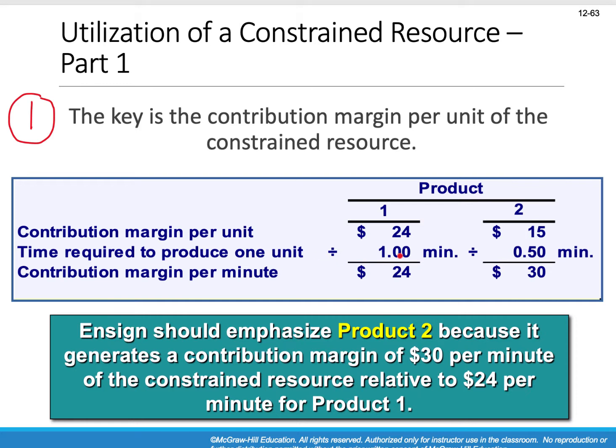It takes me 1 minute to produce 1 unit of product 1. I get the $24. I take the contribution margin of product 2, which is $15, and divide by the time required to produce just 1 unit. Well, that's 0.5. So if I divide those two, I get a contribution margin per minute of $30. So we should emphasize producing product 2. Why? Because it generates the most contribution margin per minute of that constrained resource.